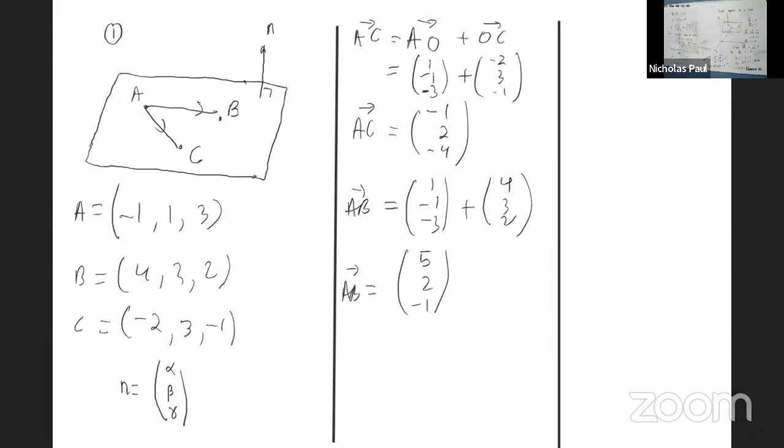Remember, n could be any perpendicular vector, right? It's not one specific vector. It could be anything. I want to show you how to get that vector. So you find AC and AB.